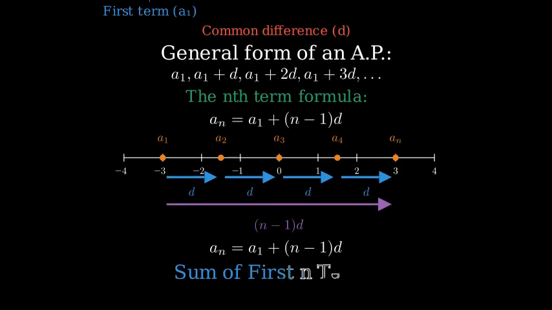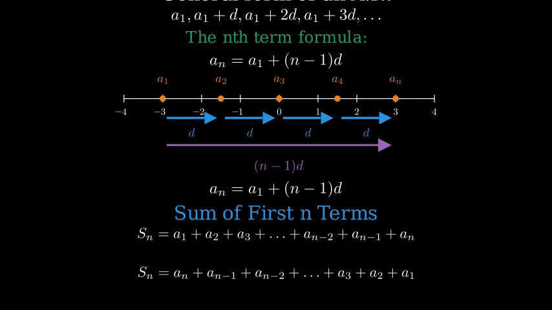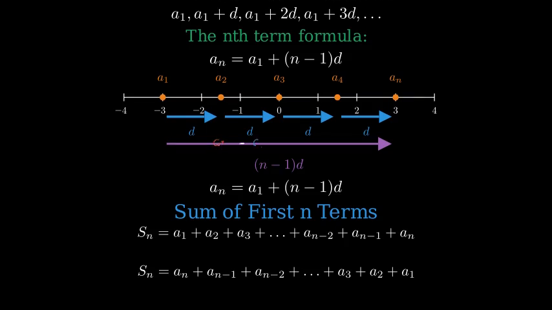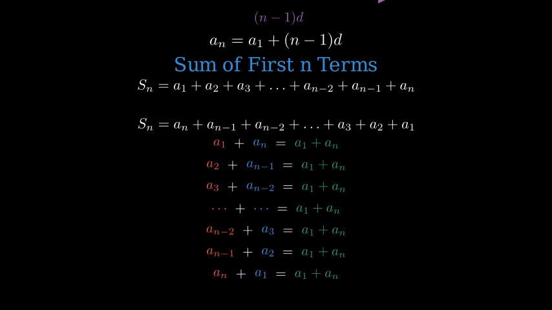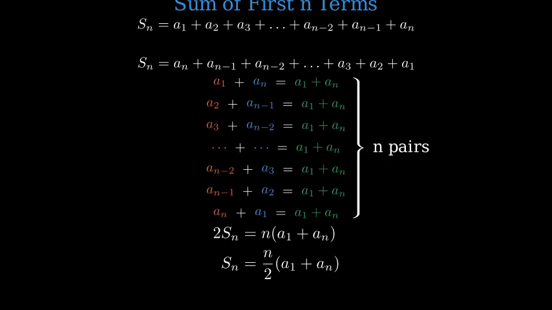Now, let's learn how to find the sum of the first n terms in an arithmetic progression. For this, we use a clever trick attributed to the mathematician Gauss. We'll write the sum twice, once in increasing order and once in decreasing order. Notice what happens when we add the corresponding terms. Each pair sums to a sub 1 plus a sub n, and we have n such pairs. This means our sum equals n divided by 2 times the sum of the first and last terms, or mathematically, S sub n equals n divided by 2 times (a sub 1 plus a sub n).